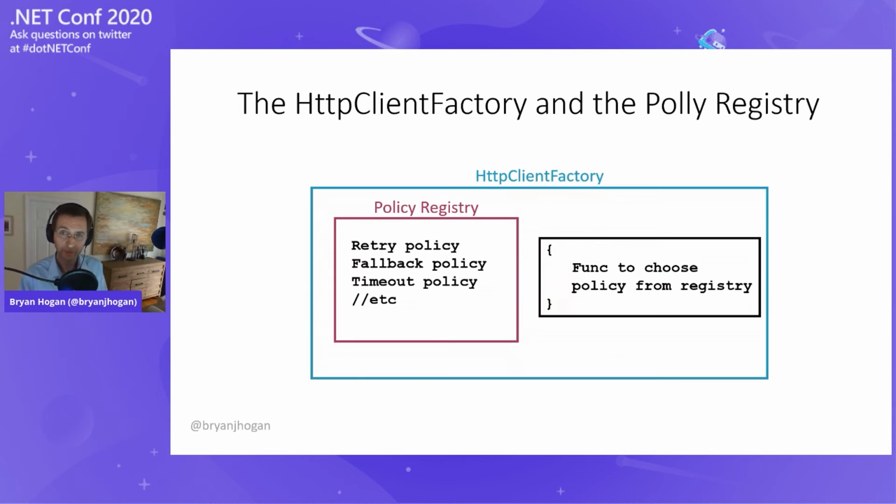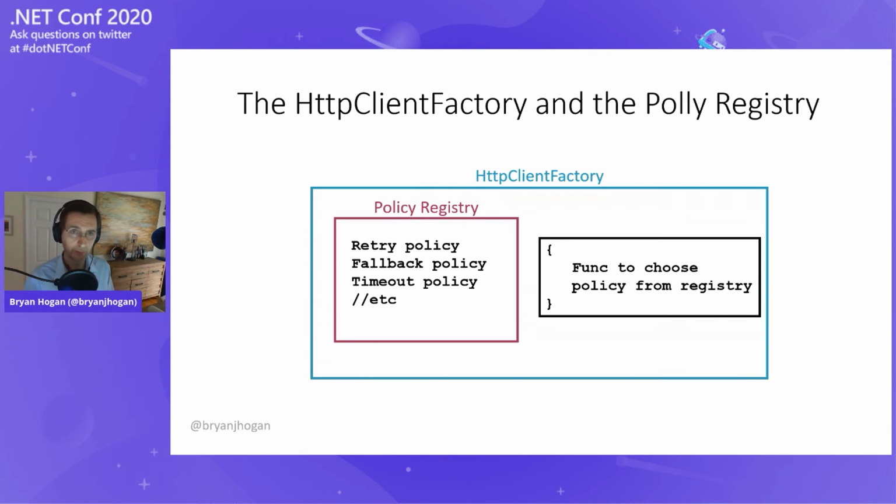HttpClientFactory uses the policy registry and a method to pick an appropriate policy and apply it to that request. You might choose a different policy depending on the HTTP verb or the endpoint the request is hitting. So for a get, you might use a retry. For a put, you might use a wait and retry. And for a post, you might want to use a no-op policy. But it's entirely up to you to pick the policy most suitable.